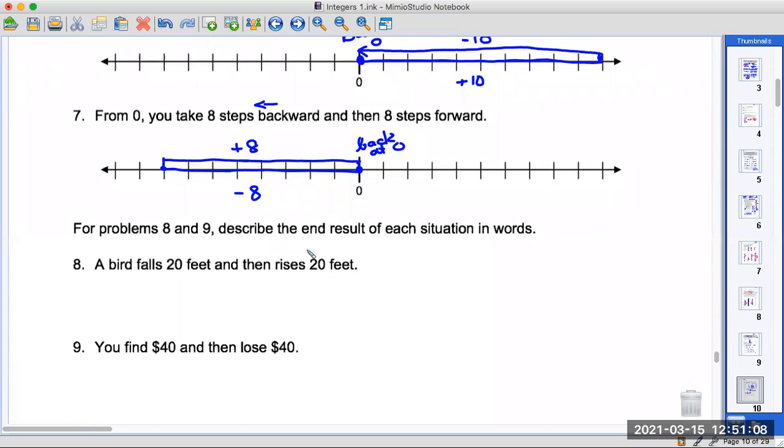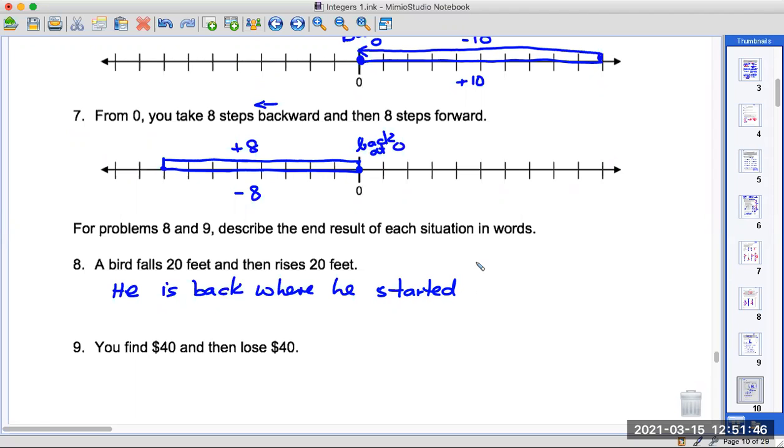Now we have to describe the end result. So first, this number line helps us kind of visualize what we're supposed to do. A bird falls 20 feet and then rises 20 feet. So where is he at? 0. Yep, where he started, right? He is back where he started. So 0 feet. I don't know if there's a 0 coming into this, if that makes sense. Nothing changed. So he could have been at 40. Yeah. Falls 20 feet, and rose back up 20 feet.